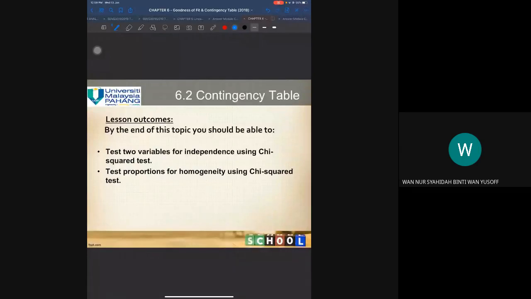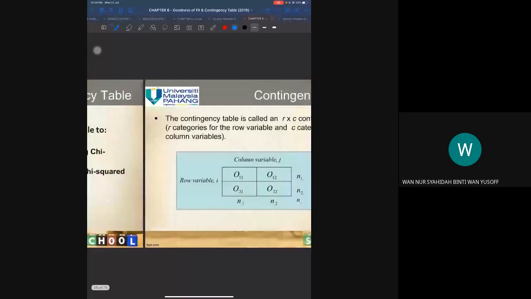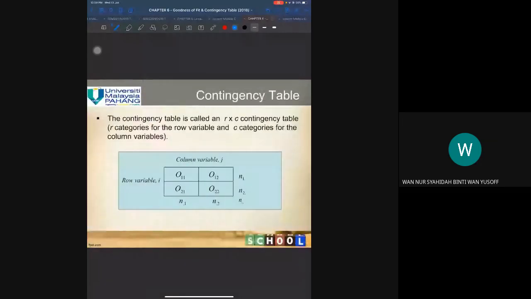or whether the row variable affects the column variable. But for the test of homogeneity, we test the homogeneity, equality or similarity of a single categorical variable. So it will be either we test the equality of the column variable, or we test the equality of the row variable. Either one, it is not both. So this is how your contingency table works.